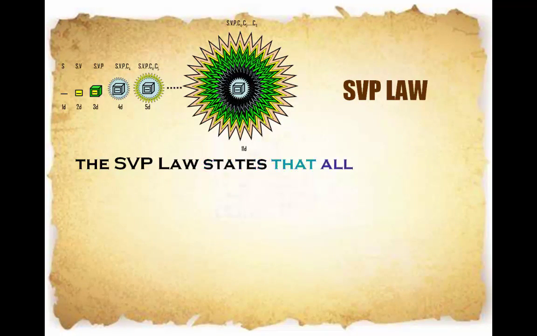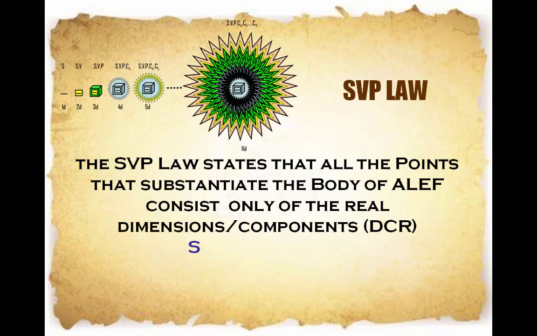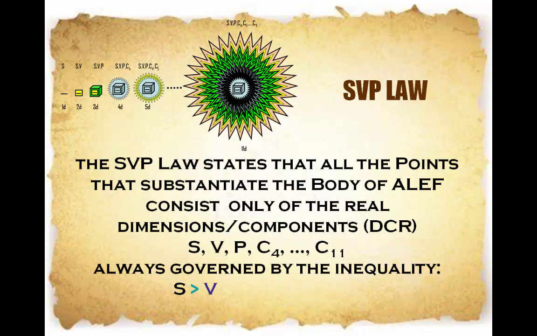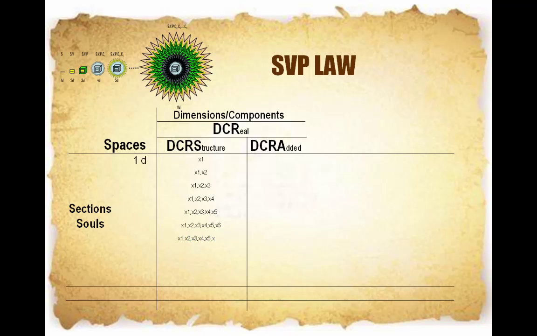Now we look at the SVP law, which states that all the points that substantiate the body of Aleph consist only of the DCR, real dimensions or components, named S, V, P, C4, C11, always governed by the inequality S > V > P > C4 > C11. This summary table reports all the DCRs available for all the underdimensional spaces, and for the body of the points in Aleph as well.